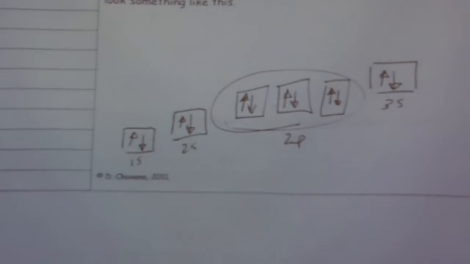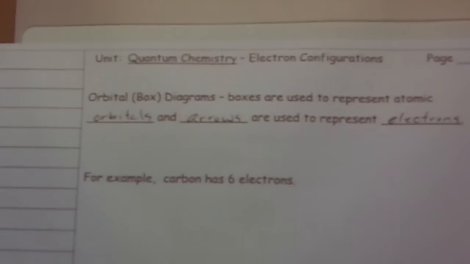All right, let's talk a little bit about orbital box diagrams. Orbital box diagrams are boxes that are used to represent atomic orbitals, and arrows are used to represent electrons.